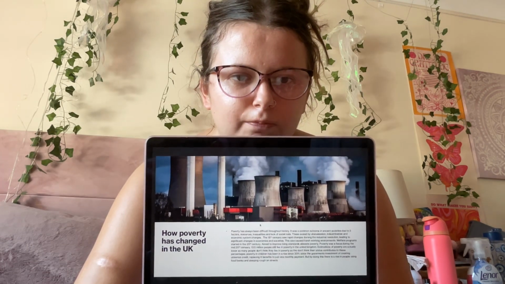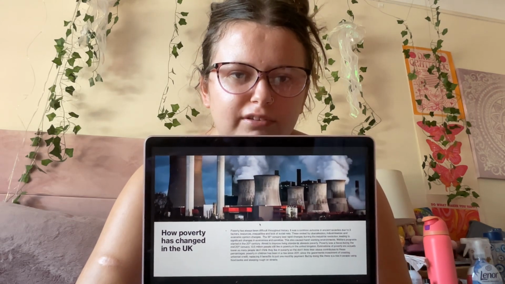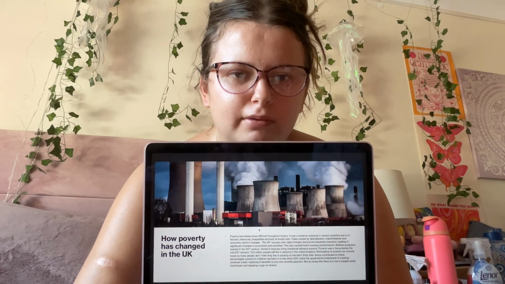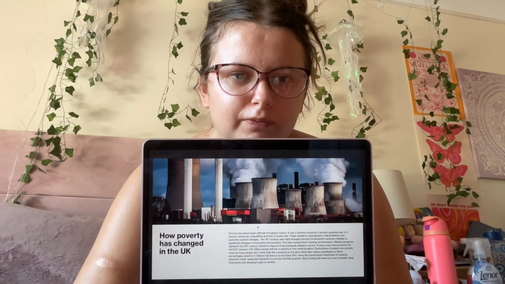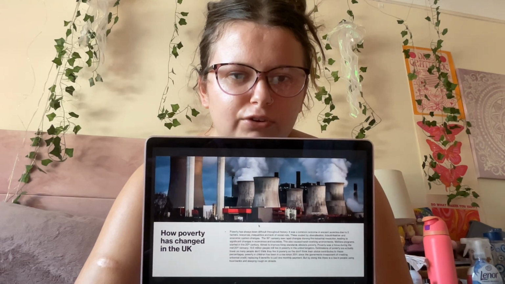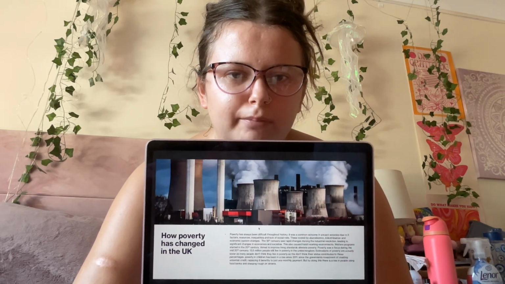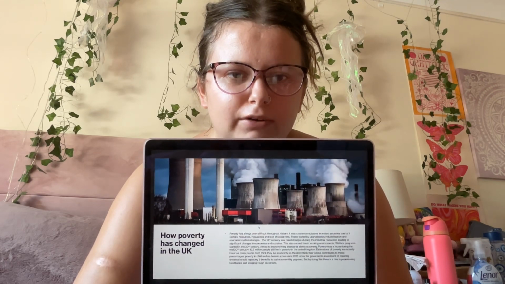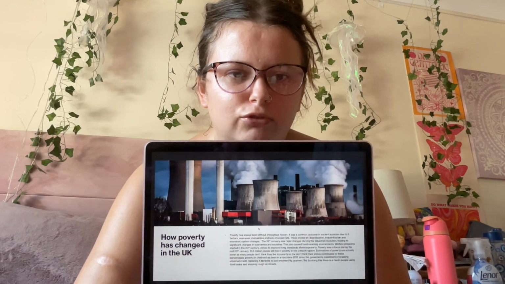Poverty in children has been on the rise since 2011, since the government's investment of creating universal credit, replacing 6 benefits with just one monthly payment. By doing this, there is a rise in people using food banks and sleeping rough on the streets.